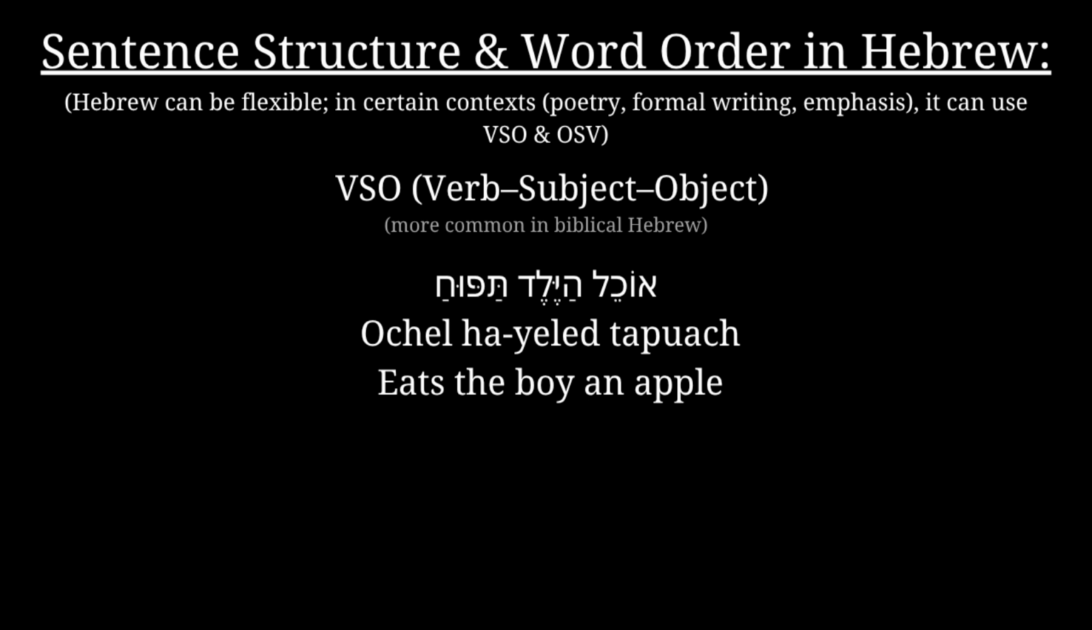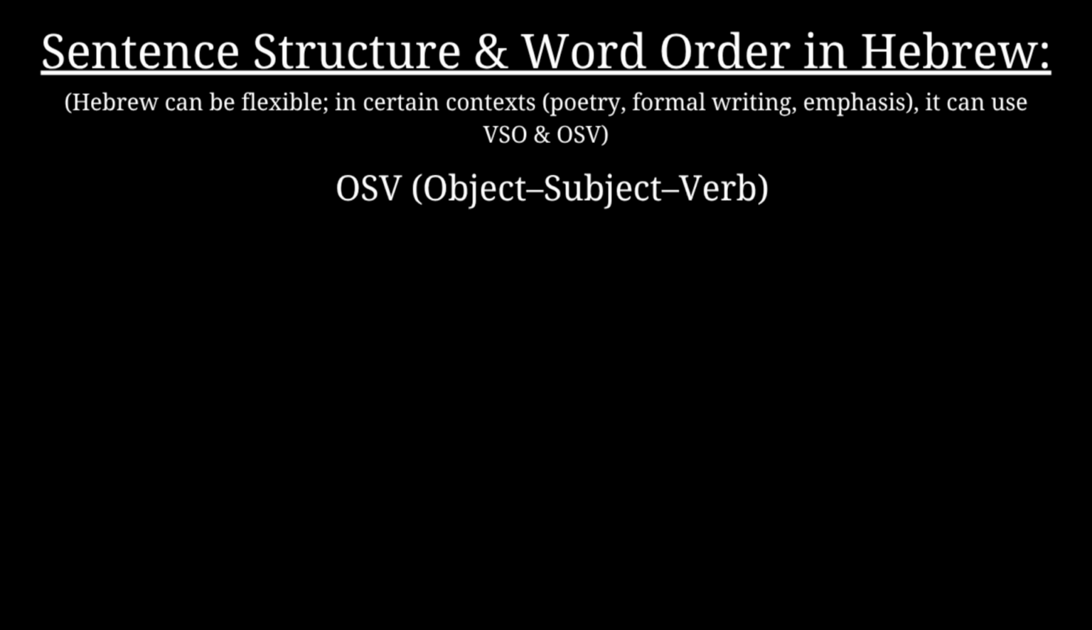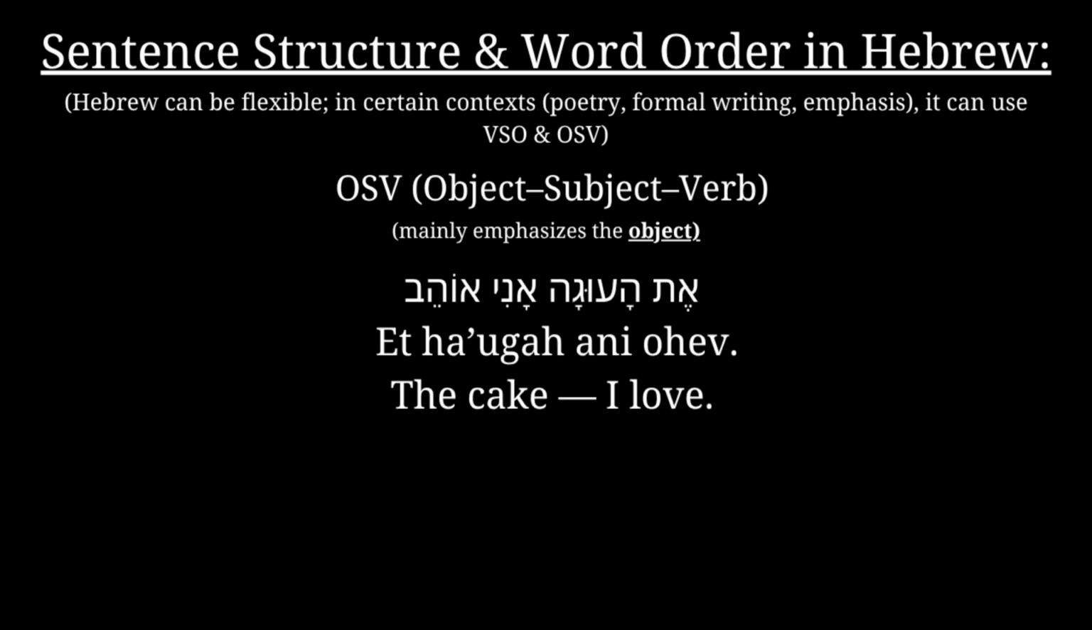In English, this word order doesn't work, but in Hebrew, you can find it in sacred texts. This is grammatically correct, but less common in modern Hebrew speech. On the other hand, Hebrew also has an OSV word order, consisting of an object, subject, verb. This structure mainly emphasizes the object of the sentence, like saying, Et ha'uga ani ohev. The cake I love.